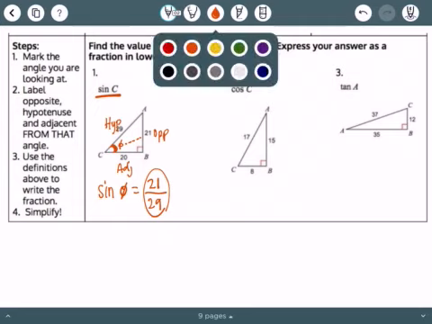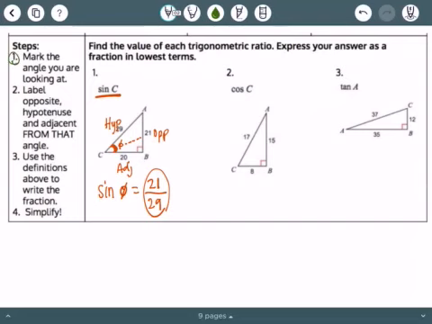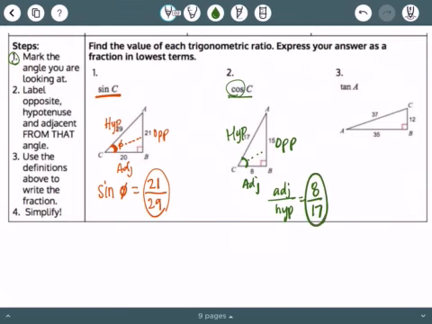Again, I'm going to mark the angle that I'm looking at. This one says cosine C as well, so I'm going to go to C and mark my angle. I'm going to label opposite from here. This would be my opposite, longest side hypotenuse, leftover is adjacent. I'm going to use the definition, so I want cosine. Cosine is adjacent over hypotenuse. So in this case, it would be 8 over 17. I checked to make sure it can't be simplified. 17 is a prime number, so I know that it cannot.